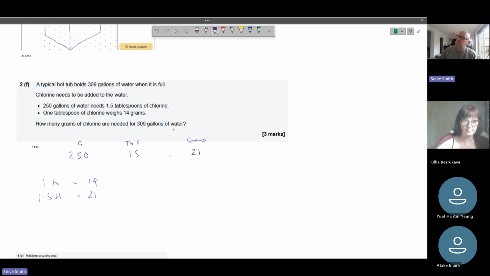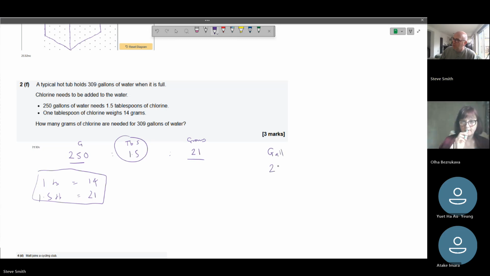How many grams for 309? And so that part, we don't need that anymore. We're not talking tablespoons. We only need this part and this part. So if we were to rewrite that over here again, gallons, we've got 250. Okay, grams, we've got 21. We need the equivalent for 309. So that's the spare number.